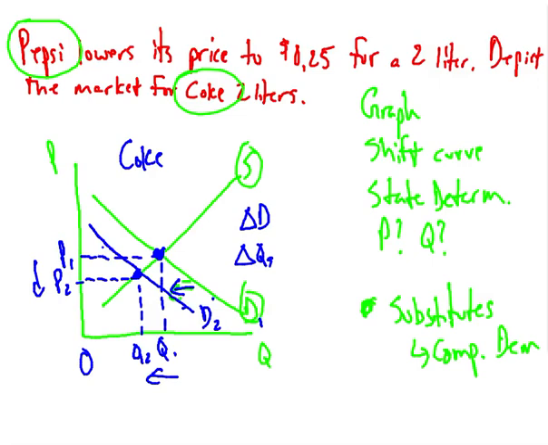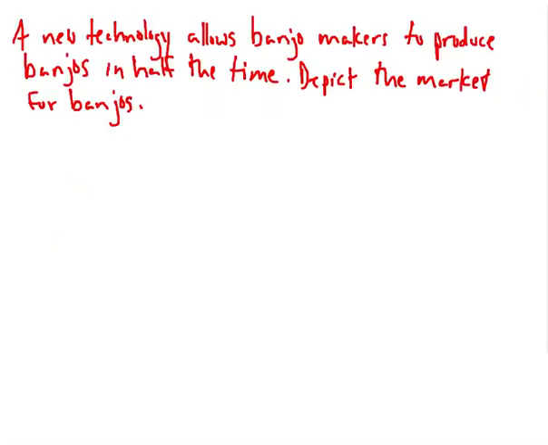All right, next example. It's not there. There you go. Let me read it. I know my handwriting is terrible. A new technology allows banjo makers to produce banjos in half the time. Excuse me.